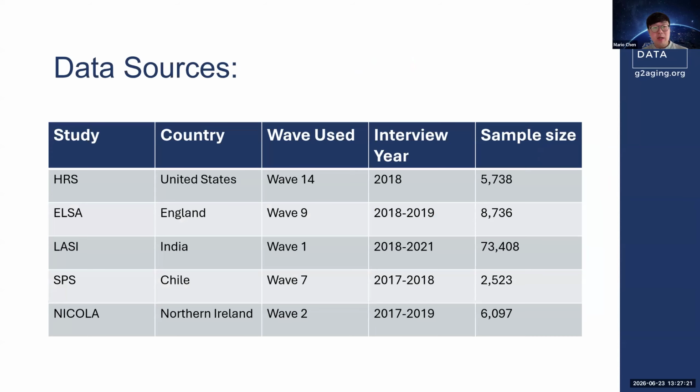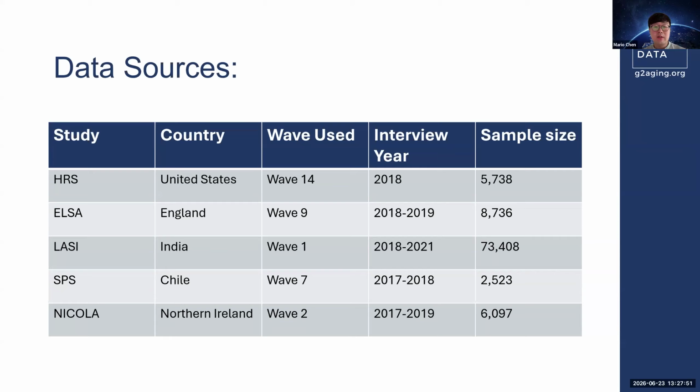So the dataset combines harmonized aging studies from 5 countries: the United States, England, Northern Ireland, India, and Chile. Together, these studies provide a large and diverse sample of older adults across a variety of social, cultural, and policy contexts. One important step in constructing the dataset was selecting survey waves that were as close in time as possible.